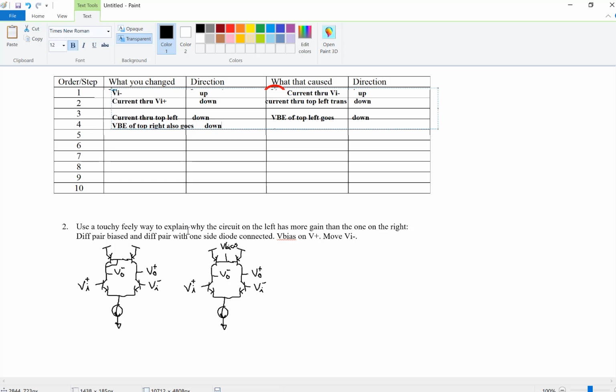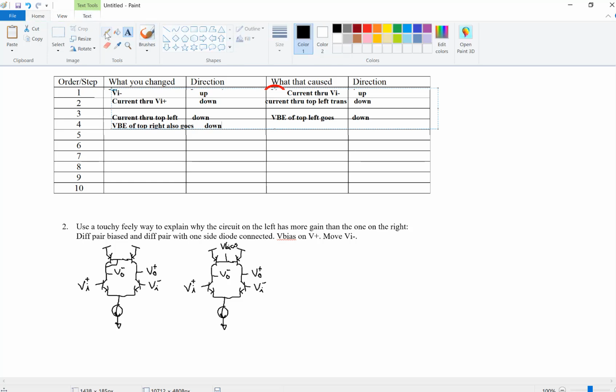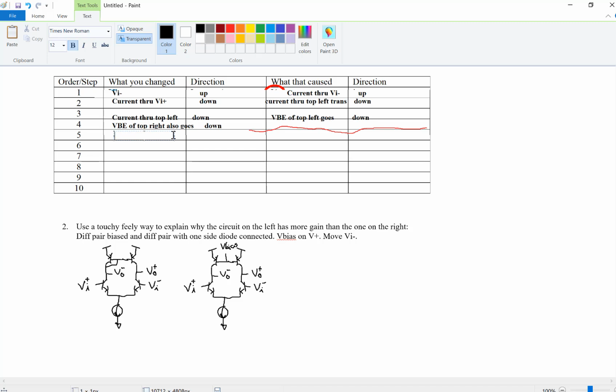Okay, that's part 1, and now I'm going to do part 2 here. So this kind of takes a break here. That's not a very good line, but I gave it a try. So that's part one. Now let's do part two. So we have VI minus current up, and you have that in step 2 here.